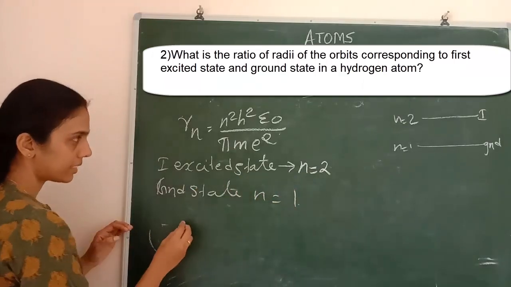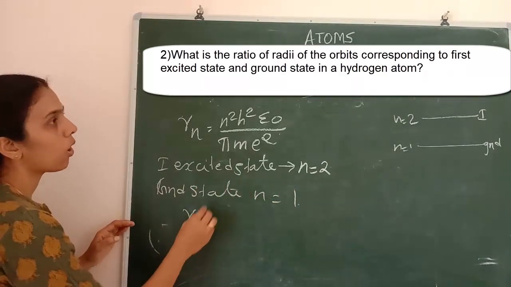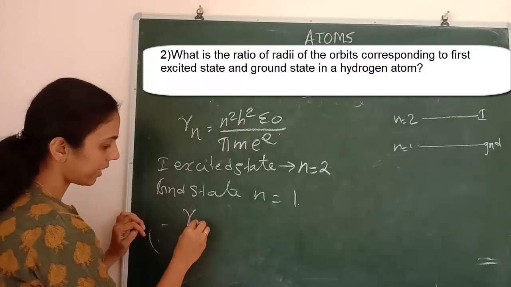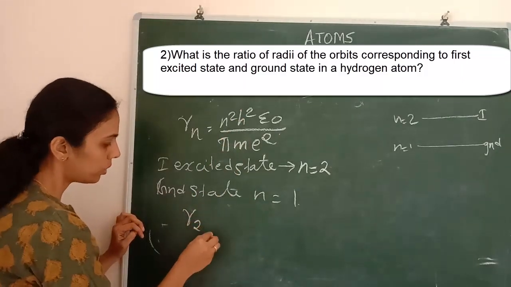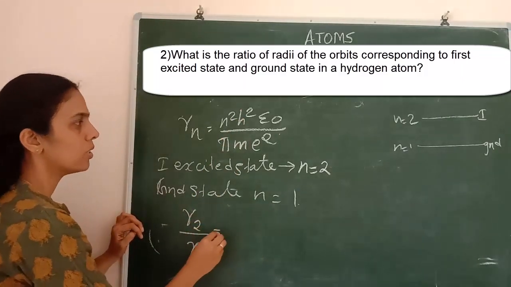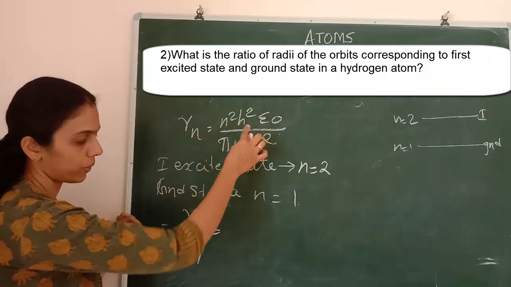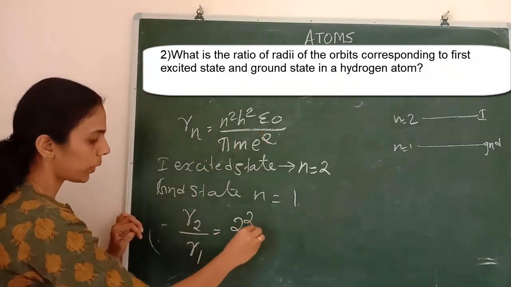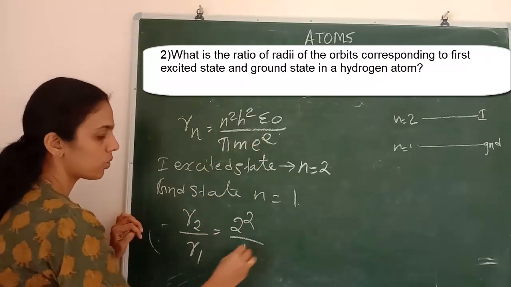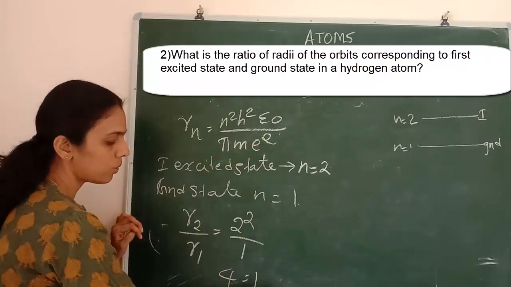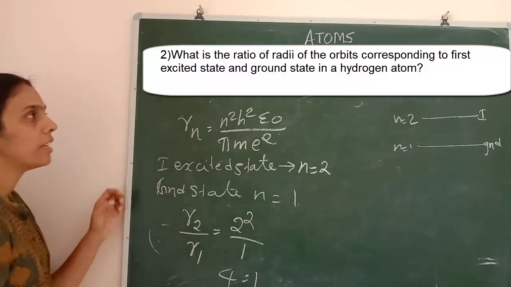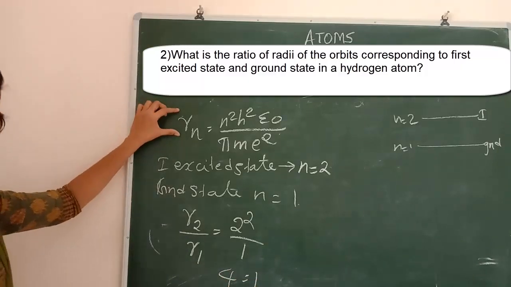So you can write it as, what is the ratio of first excited state to, so R2 divided by R1. So what will be that one? R is proportional to n square, isn't it? So 2 square divided by 1. So that will be 4:1. Okay, ratio. So this formula you should know.